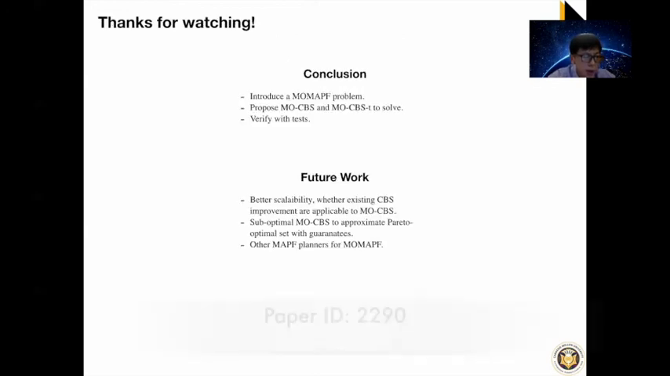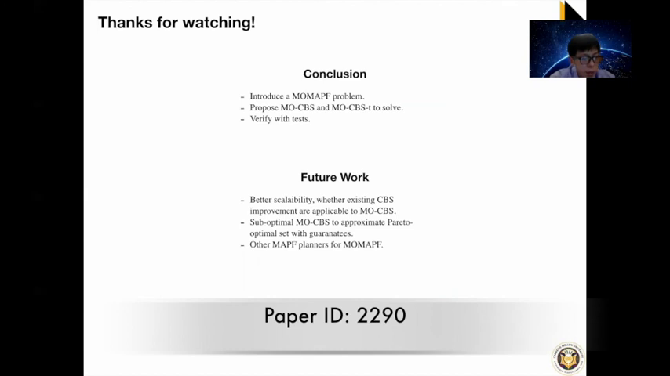To conclude, in this work, we introduce a multi-objective, multi-agent pathfinding problem. To solve the problem, we propose MOCBS and MOCBS-T. We also verify the proposed algorithms with numerical results.